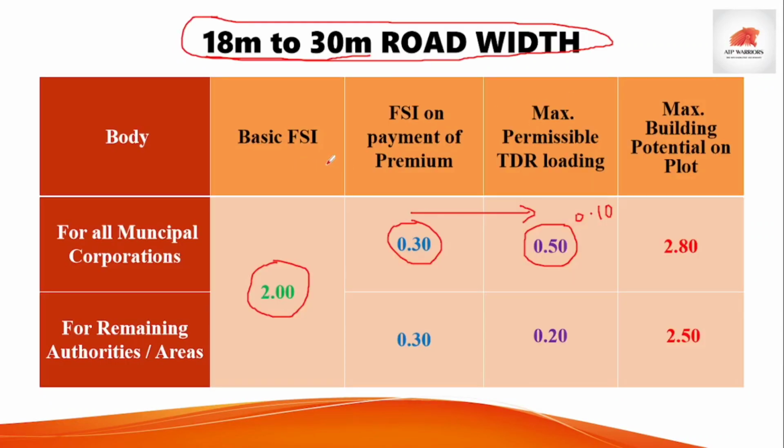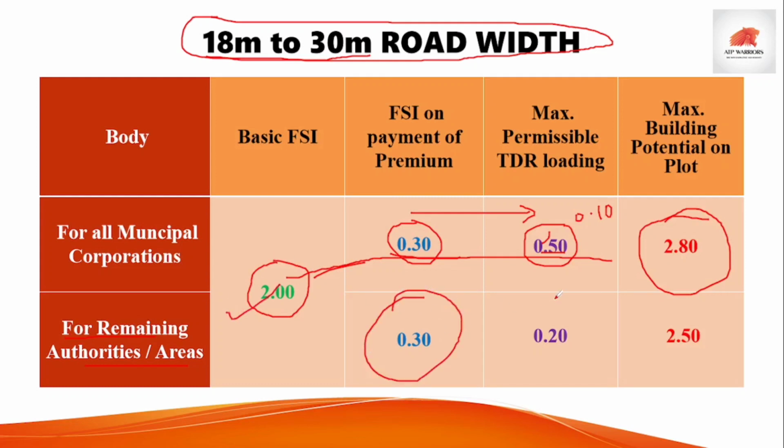Okay, so what we have seen, the basic FSI is 2 for the municipal corporations, and the FSI on payment of premium is 0.30, and the maximum TDR potential is 0.50, and the summation of these three is nothing but 2.80. And for the remaining authorities and areas having a plot facing the road width 18 meter to 30 meter, the basic FSI is 2, the premium FSI is 0.30, and the maximum TDR loading is 0.20. So it has become 2.50 after adding these three.